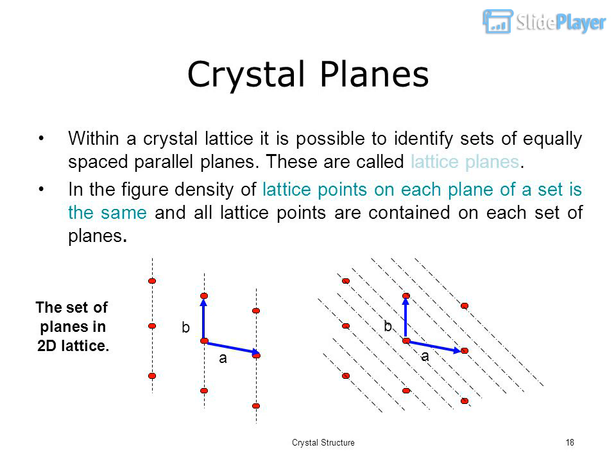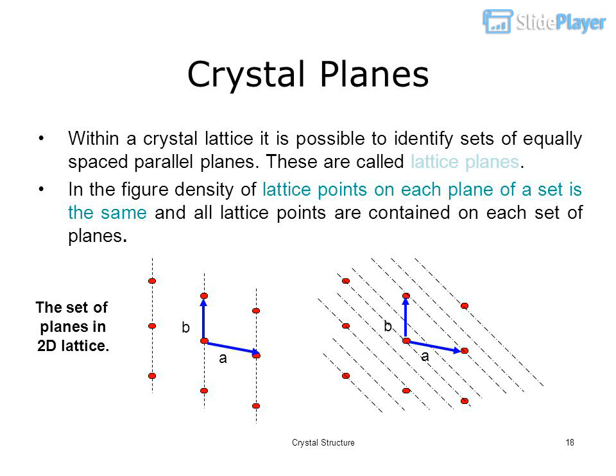Crystal planes. Within a crystal lattice it is possible to identify sets of equally spaced parallel planes. These are called lattice planes. In the figure, the density of lattice points on each plane of a set is the same, and all lattice points are contained on each set of planes. The set of planes in a 2D lattice, with axes a and b.